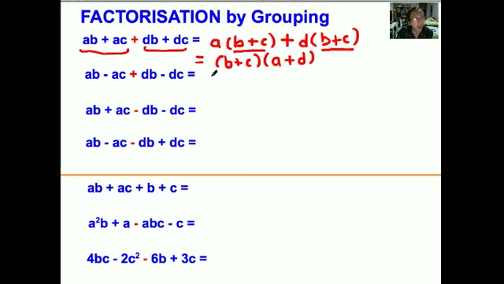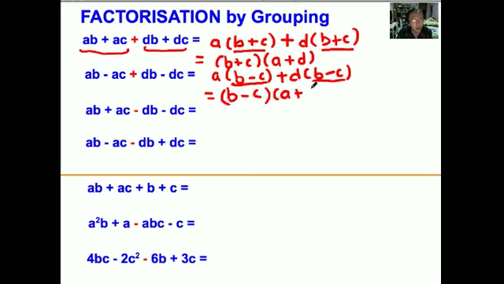Similarly, for the second example, again we have a as the common factor plus d is the common factor, and once again we have a common factor in brackets, that is b minus c. Leaving us a plus d in brackets.